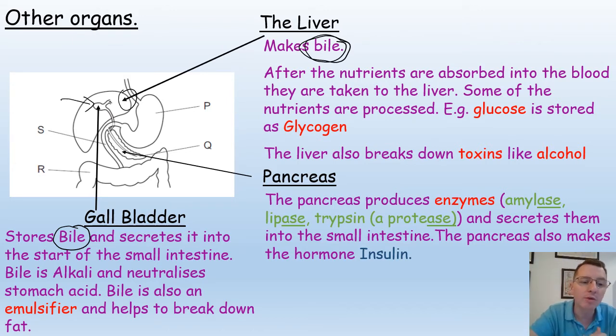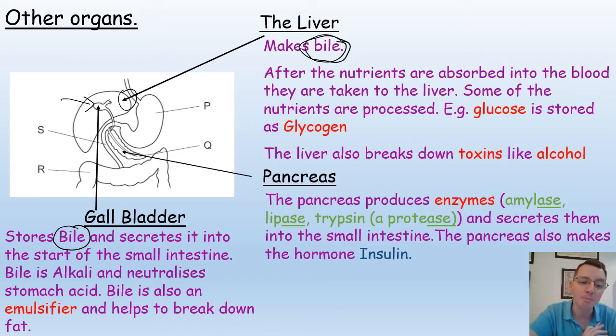And the gallbladder will then secrete this bile into the small intestine. And the bile is an alkali. So if you think about it, the stomach contains strong hydrochloric stomach acid, and we need to neutralize that before it enters the small intestine, otherwise it will denature and damage all the enzymes in the small intestine. So bile is an alkali that's used to neutralize the stomach acid, but bile has a second function.